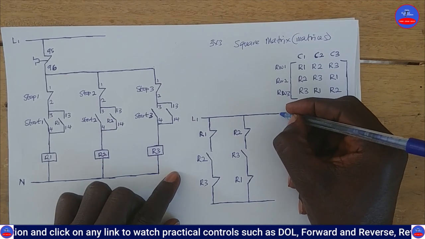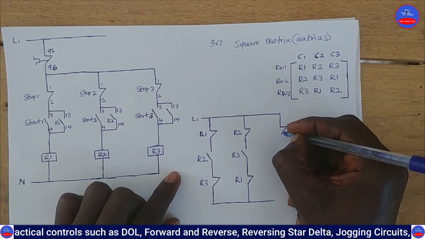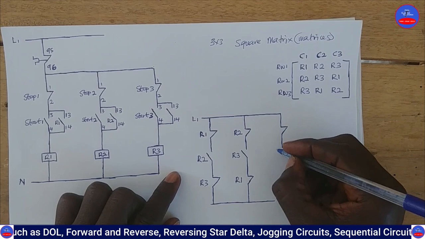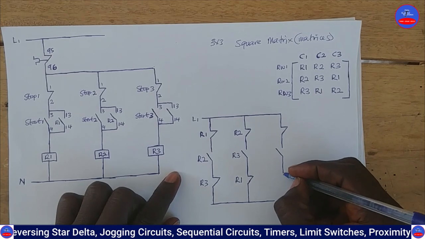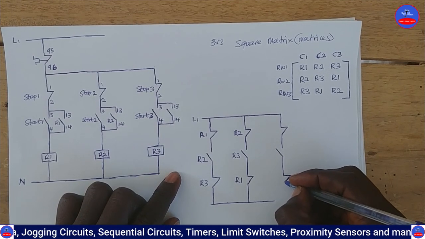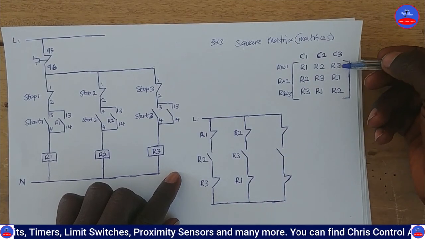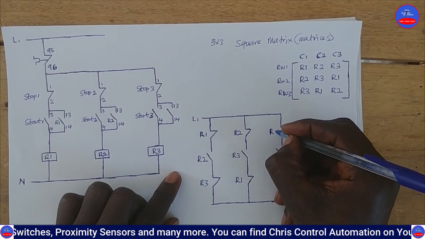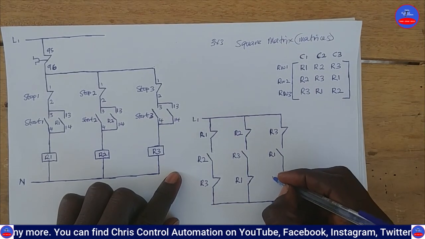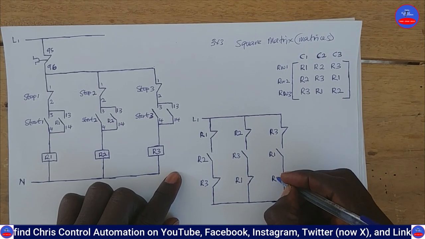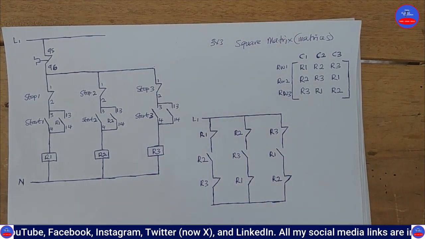Okay. So you have close contact, open contact, and then another close contact. Okay. So this one is R3. So R3, R1, and then R2. Okay, R2. All right. Okay. So now this is the first logic.